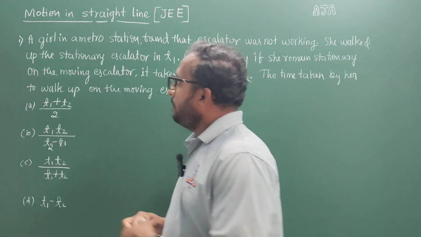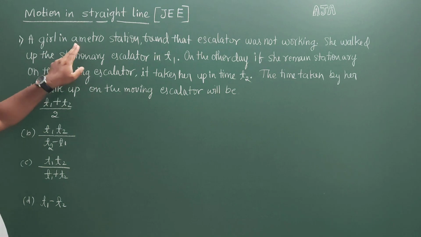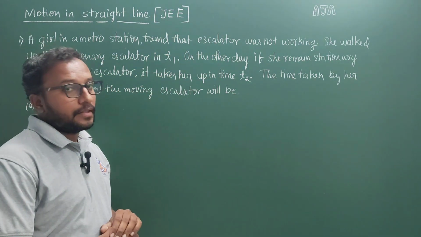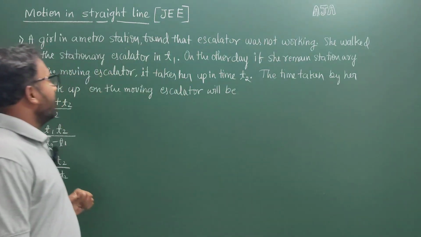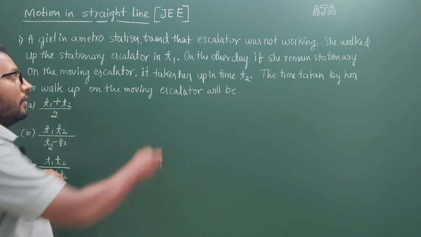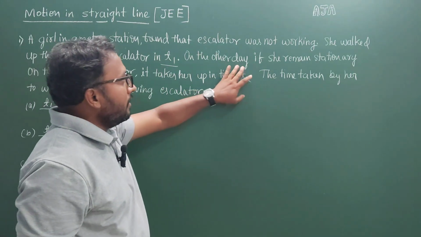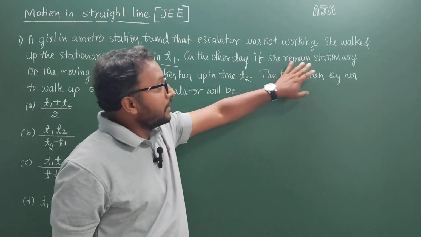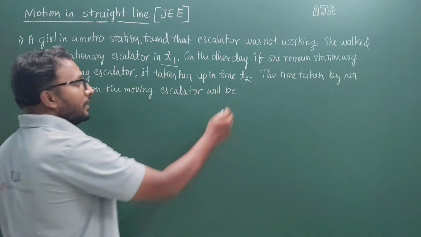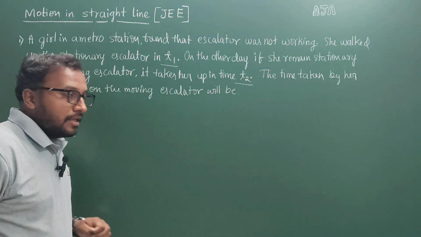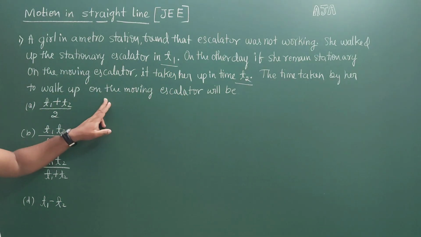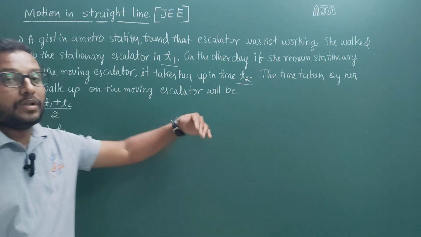Here is the first problem. There is a girl, she is in a metro station and found that the escalator is not working. She walked up the stationary escalator in time t1. Okay, this is very important. On the other day, if she remains stationary on the moving escalator, it takes her up in the time t2. Okay, so then the time taken by her to walk up on the moving escalator will be.